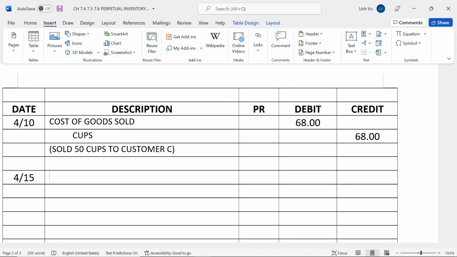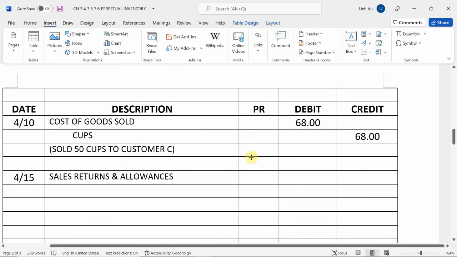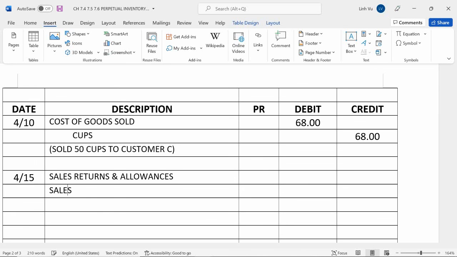Okay, you'd have sales, returns, and allowances for $50. Good. What else do you need to include? You need to have your sales tax payable on there. Good, sales tax payable.